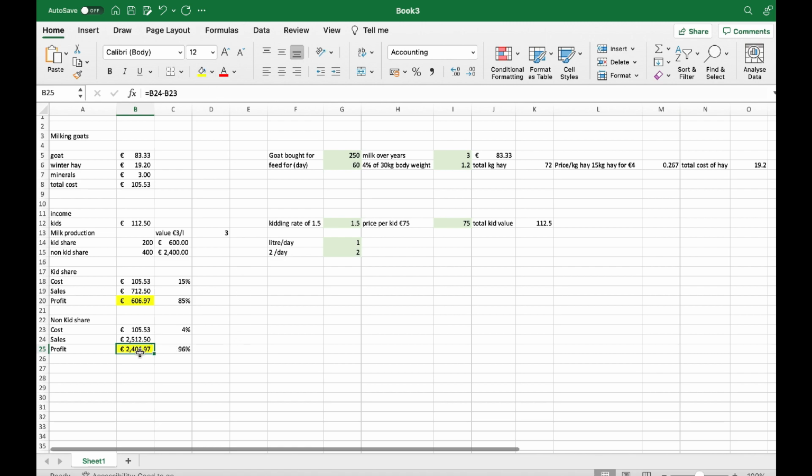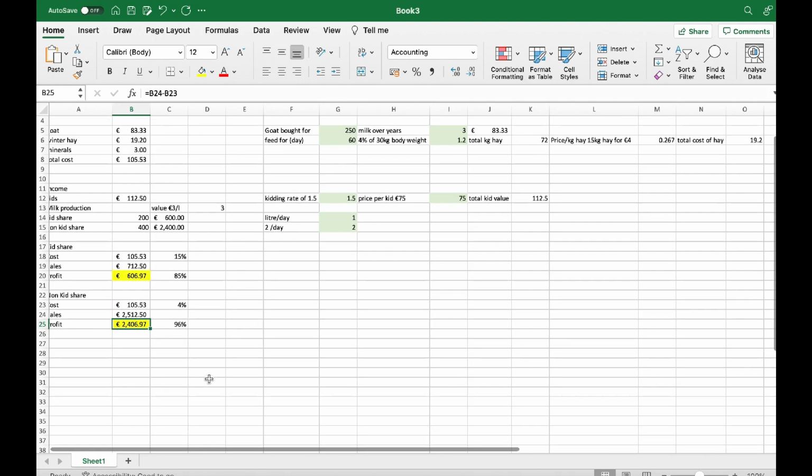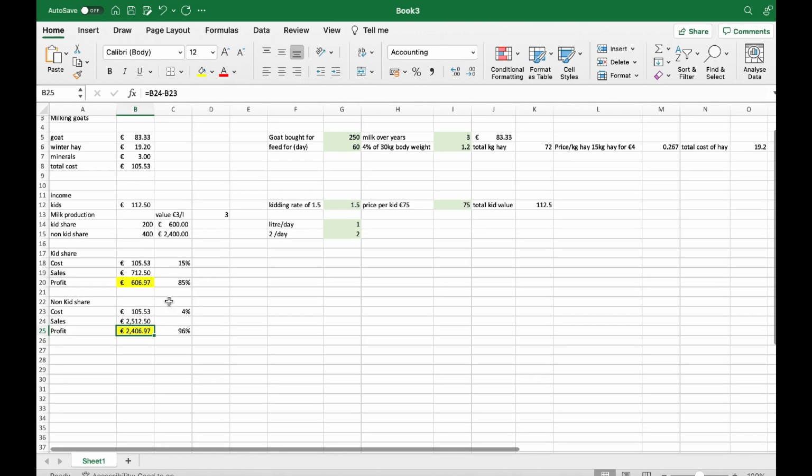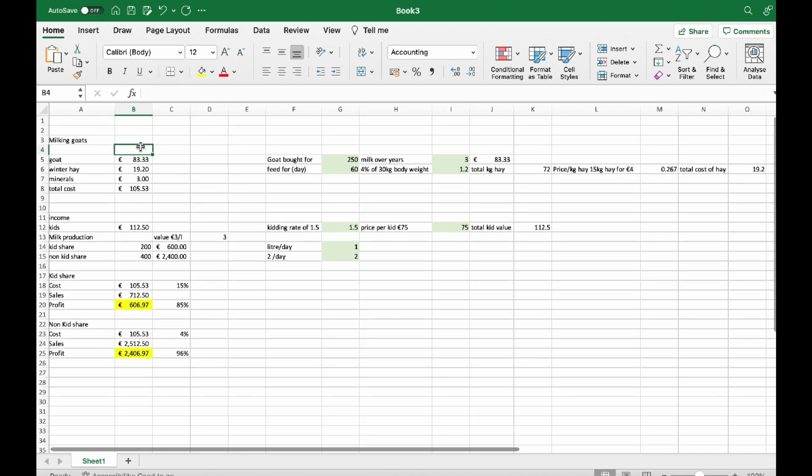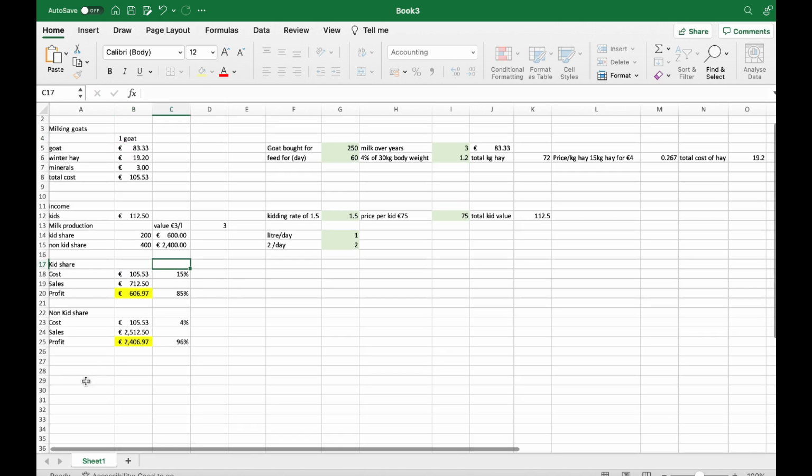And remember, this is indirect profit. You do have to run your farm as well after this, and some of that cost, I would like to contribute at least 10% of this to the farm. And the other thing is this is for one goat. Okay. So now down here, we'll look at if we scale it up.